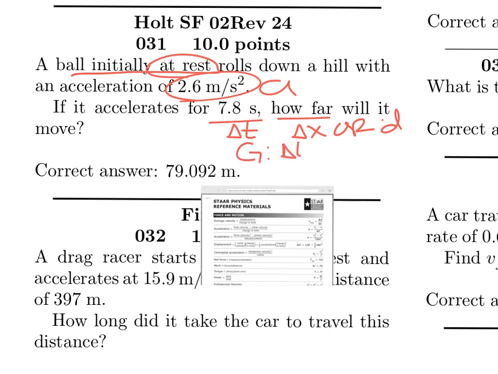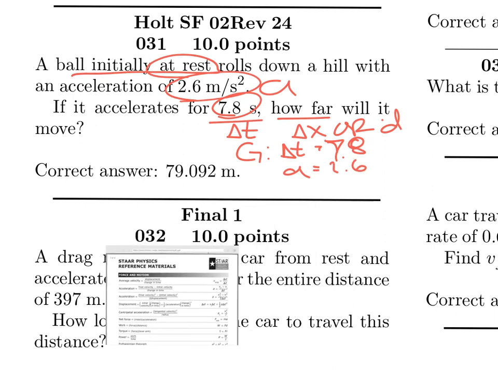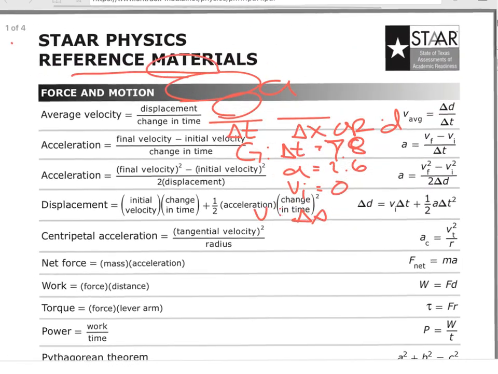So what do I do for my givens there? I have change in time equals this guy, 7.8. I have my acceleration, 2.6. What else do I have? My initial velocity was a secret given. That's 0. And we're missing final velocity, but I may be able to do some stuff without that, right? So let's see. My unknown is my change in x, or my displacement. So let's look at our formula chart and see if we can do some stuff with just the information given. If I can't, then I'm going to have to do some other things.